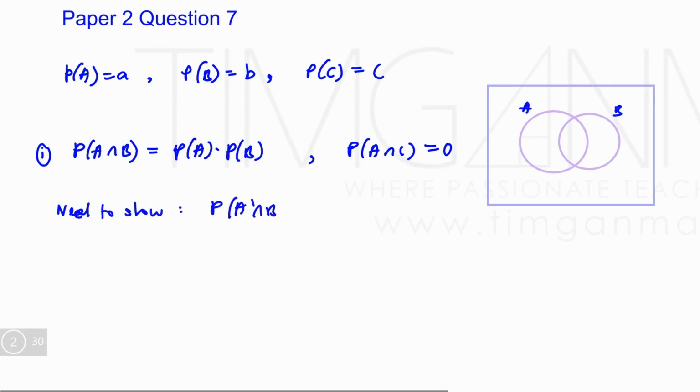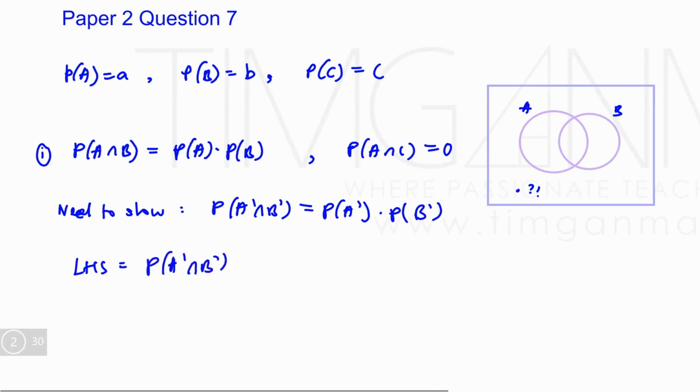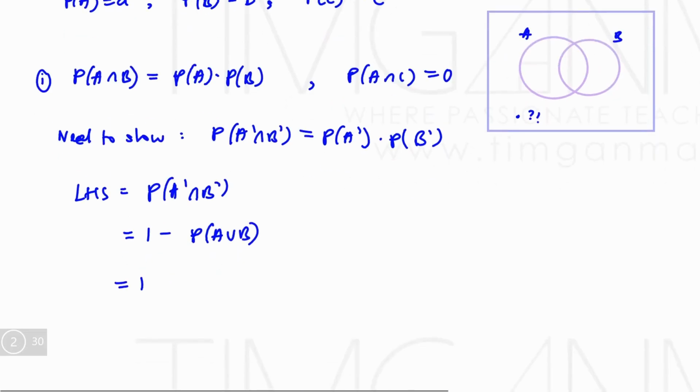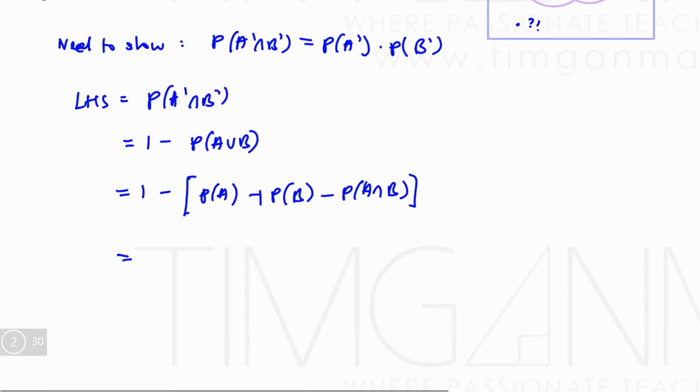P(A prime intersect B prime) equals P(A prime) times P(B prime). A prime intersect B prime is outside. So from the left hand side, P(A prime intersect B prime) will just be 1 minus P(A union B). So this will be 1 minus [P(A) plus P(B) minus P(A intersect B)]. So just use the union formula, then you just sub it in. P(A) is A, P(B) is B, minus P(A intersect B), A times B.